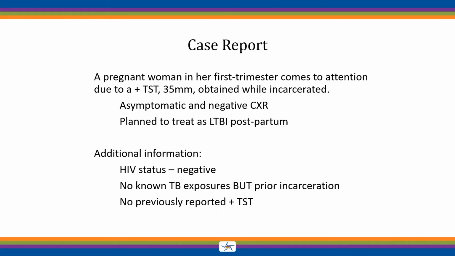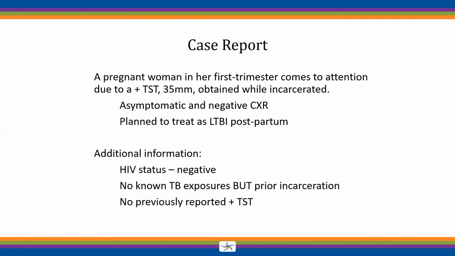So this case is a pregnant woman. She was in her 30s. This was not her first pregnancy. This was actually her 5th pregnancy. And she came to attention due to a positive skin test that was 35 millimeters. This was obtained while she was incarcerated, and she was reportedly asymptomatic at the time with a negative chest X-ray. The plan was to treat her for latent TB infection postpartum. So she's identified in the first trimester, and we're thinking about treating her 6 months down the road for LTBI.